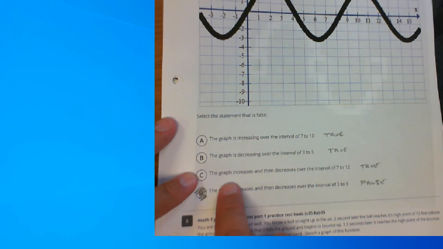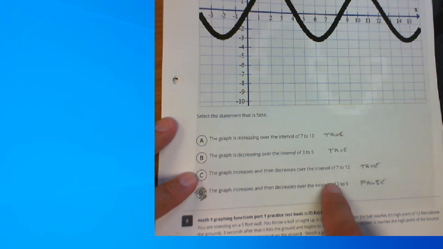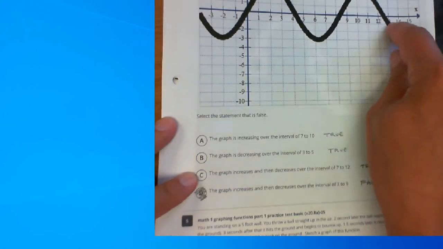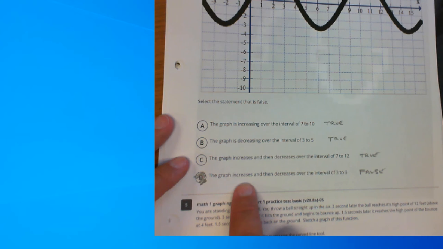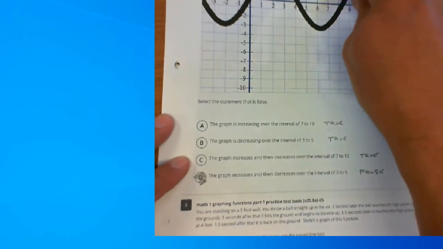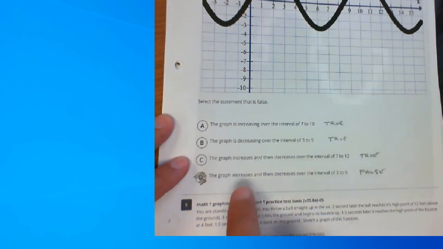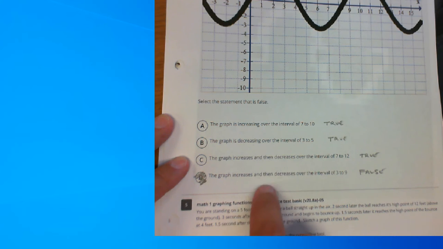The graph increases and then decreases from 7 to 12. 7 to 12, increase, decrease. The graph increases and then decreases from 3 to 9. 3 to 9, decrease, increase. And this says increase, decrease. This is false.